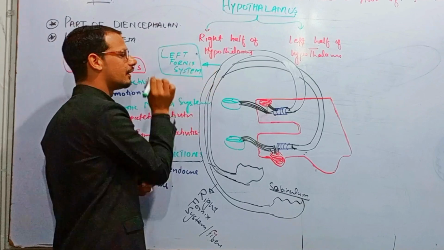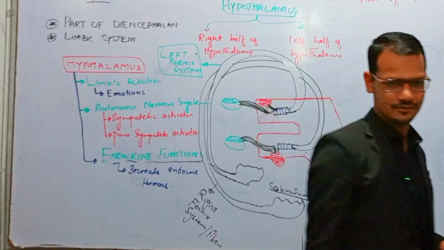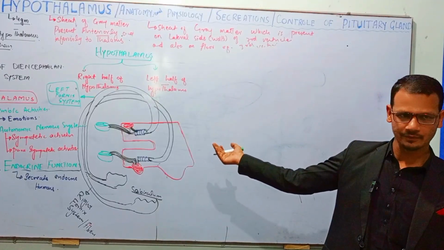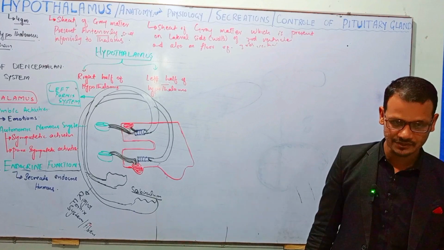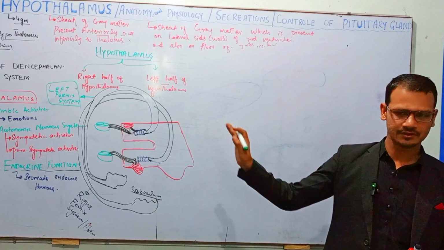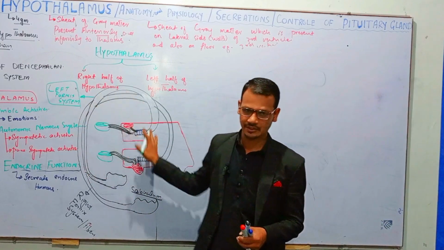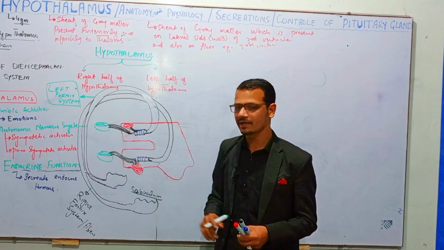Now I hope you will know this fornix system. This is a system which is present in relation with the hypothalamus, the fornix system. It has a lot of other functions. You forget about those functions, but this is the fornix system, right? Why is this important here?